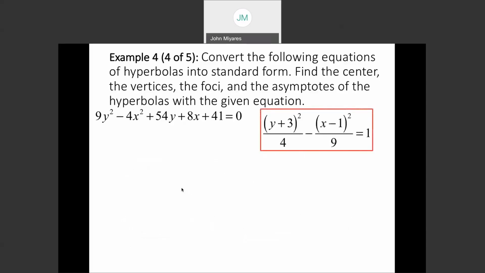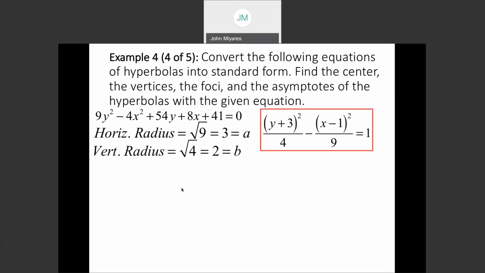Now that the equation has been written in standard form, we can identify all the properties we're supposed to. The horizontal radius will be the square root of 9, which is 3, and the vertical radius will be the square root of 4, which is 2. The center will be at (h, k). Recognizing in this form we have x minus h, y minus k, which gives the center at 1 comma negative 3. Being mindful that the way this is written, the y's in the equation are coming before the x's this time. Very common mistake. Keep an eye out for that.